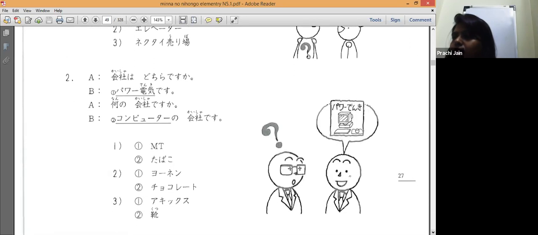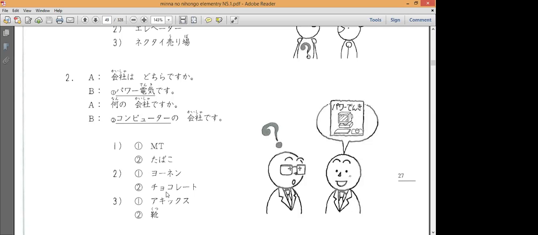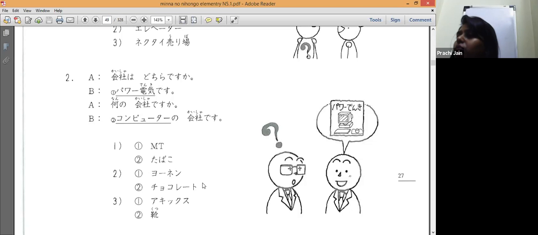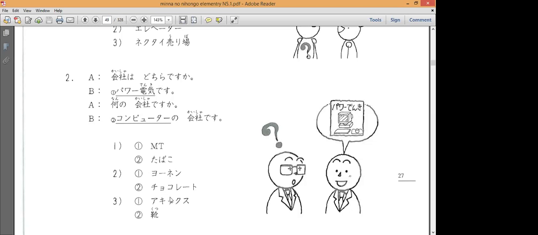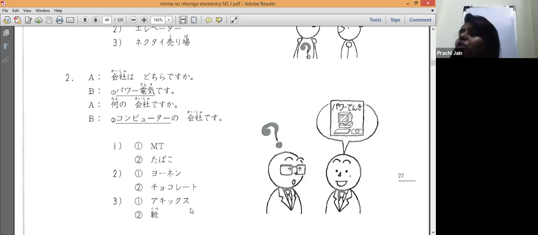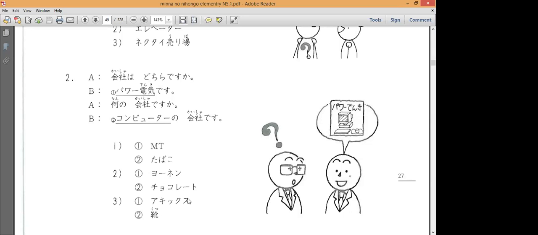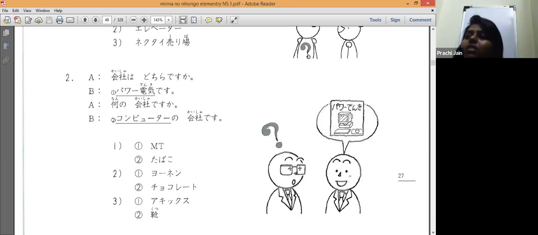So here again, we have an option. Like, name of the office is empty. And what about its tobacco? Tobacco is tobacco. Then name of the office is Uname. And what is Chocoreto? Chocoreto is chocolate. Then Akikusu, it's an office name, and it's of Kutsu. Kutsu is shoes. So again, just interchange these words and try the whole dialogue by yourself.